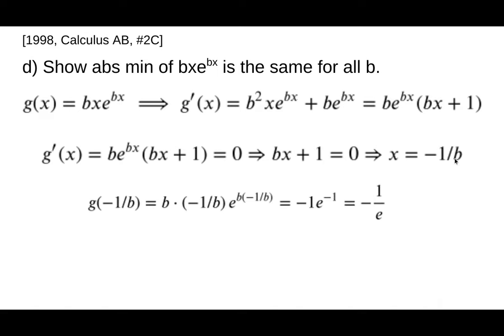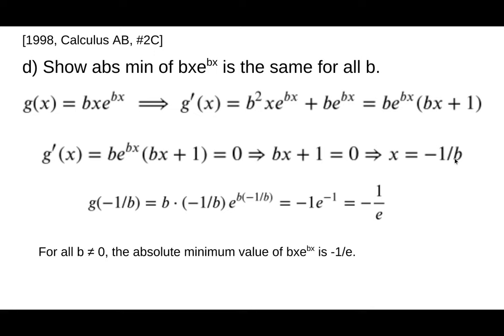All right, so if I evaluate the function g at negative 1 over b, we get b times negative 1 over b times e to the b times negative 1 over b, and we get the same cancellation that occurred in the previous part of this problem. We get negative 1 e to the minus 1, and this is independent of b. All of the b's cancel in this work, and we still get negative 1 over e as the absolute minimum value of this function, no matter what the value of b may be.